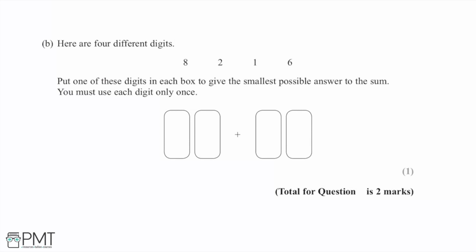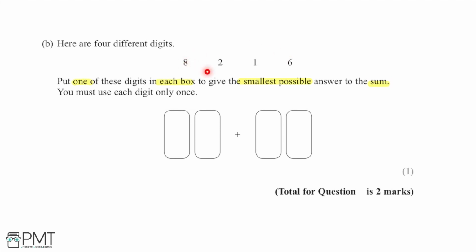So here I'm told that I have 4 different digits, so this time I have 8, 2, 1 and 6. And I'm asked to put one of these digits into each box to give the smallest possible answer to the sum. And we're also told that we're only allowed to use each digit once. So applying the same sort of principles that we did in the previous part of the question, in order to get the smallest possible sum, I need the smaller digits, the smaller integers in the tens column. So if I have 2 2-digit numbers, this is going to be the tens column here. So I need the smaller integers to be in these columns to give me the smallest sum.